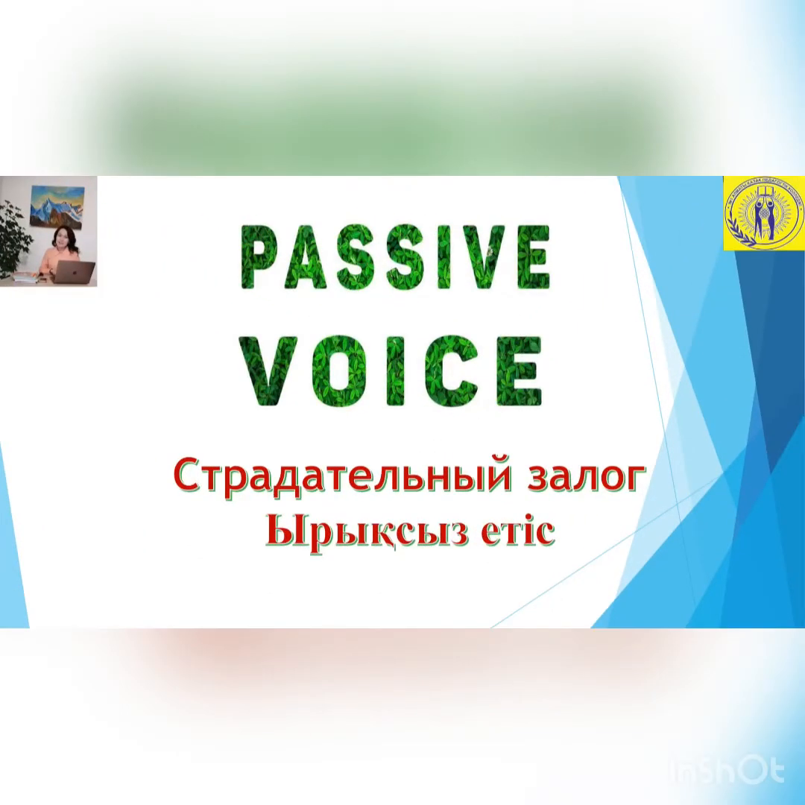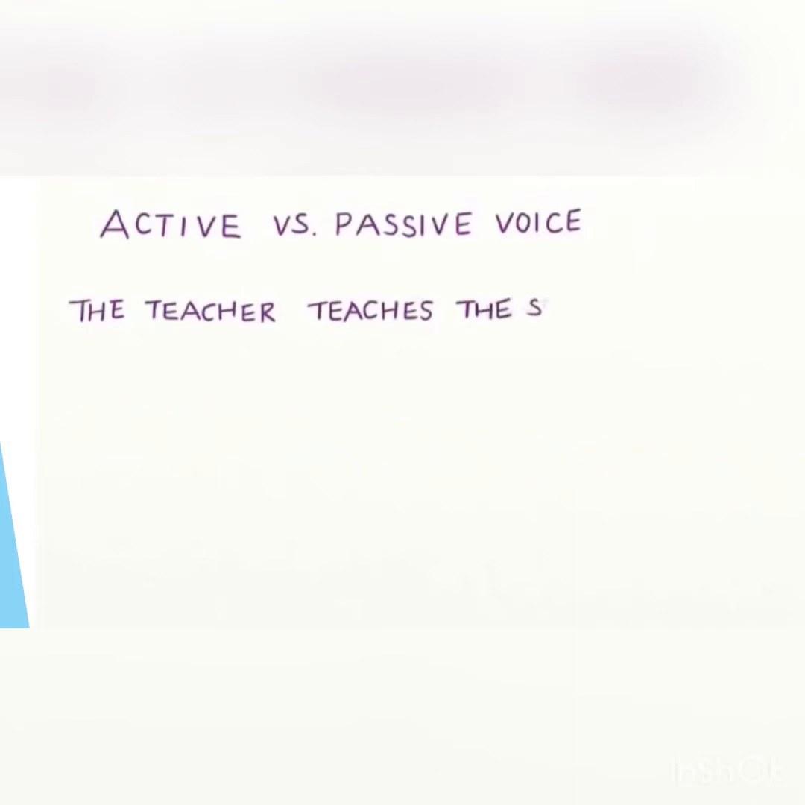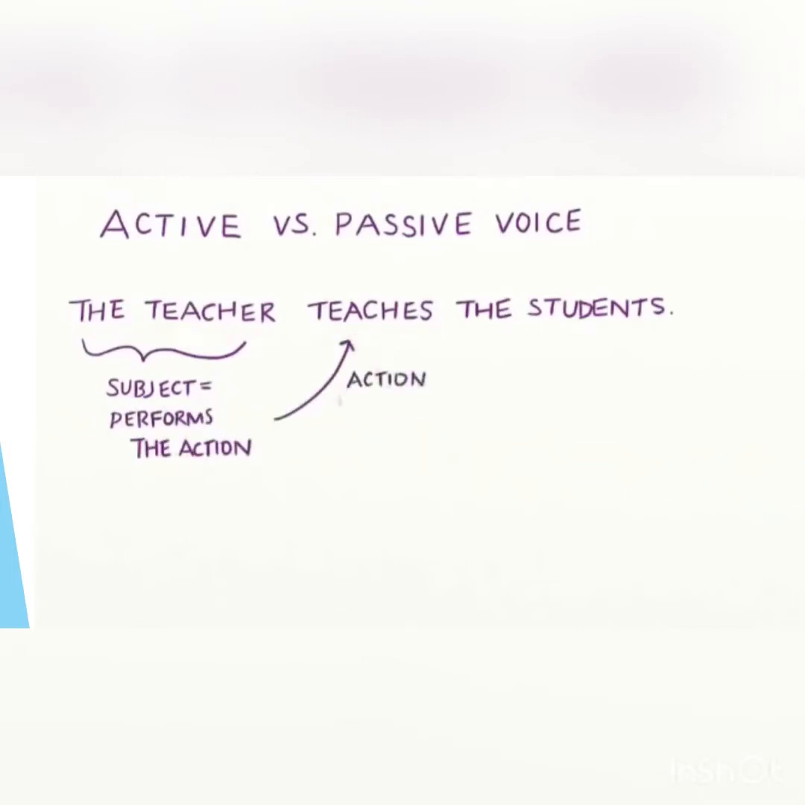Today our new grammar theme is passive voice. Today I'm going to teach you the difference between active voice and passive voice. Let's take a look at this sentence. The teacher teaches the students. In this sentence, the teacher is the subject of the sentence because the teacher is performing the action. The action in this sentence is teaches. The students are the object of the sentence because they are receiving the action.